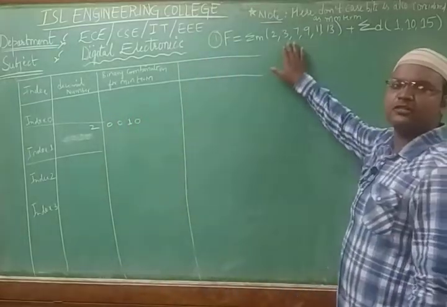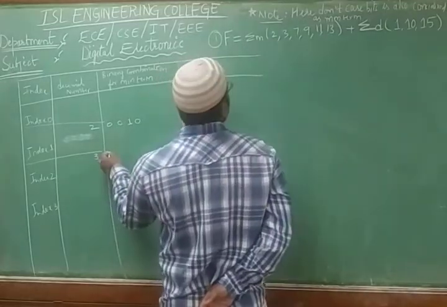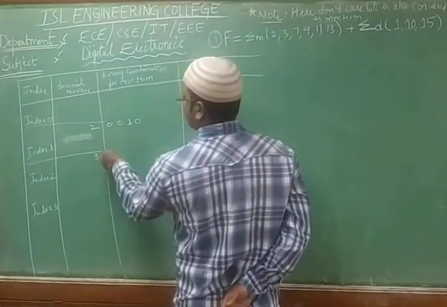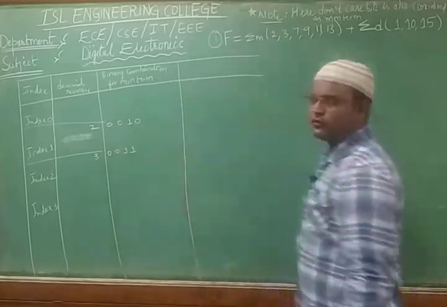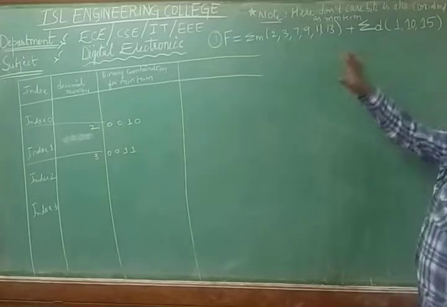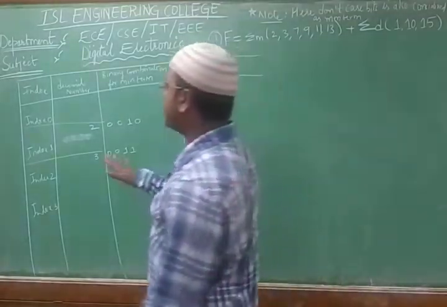So 3 is nothing but 0, 0, 1, 1. That comes under index 2. So what is the value of 3 we have? 0, 0, 1 and 1. Do we have index 0 in the question? Are we finding any 0 in this? No, since we don't have 0, why would we start with 0? We'll directly start with index 1.